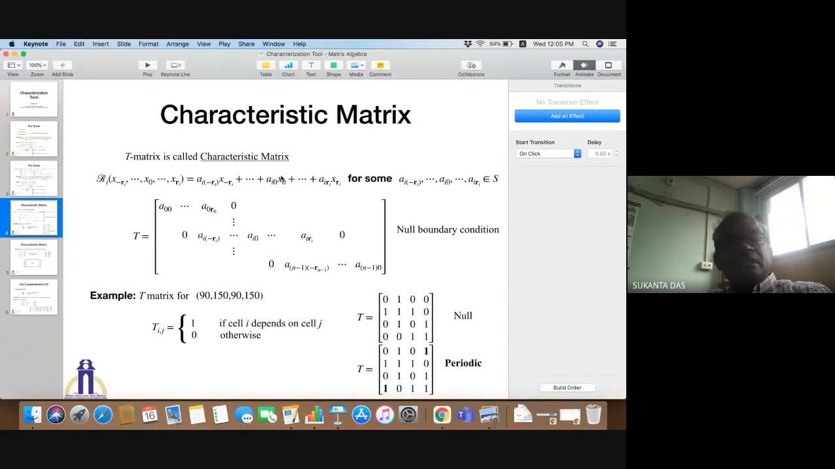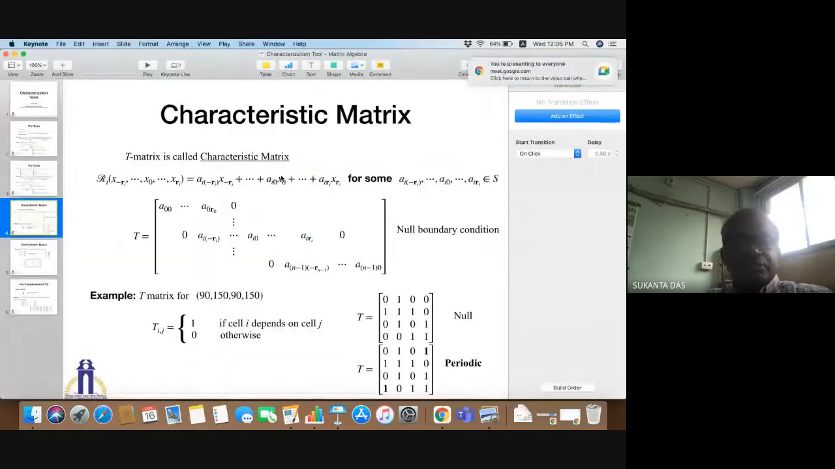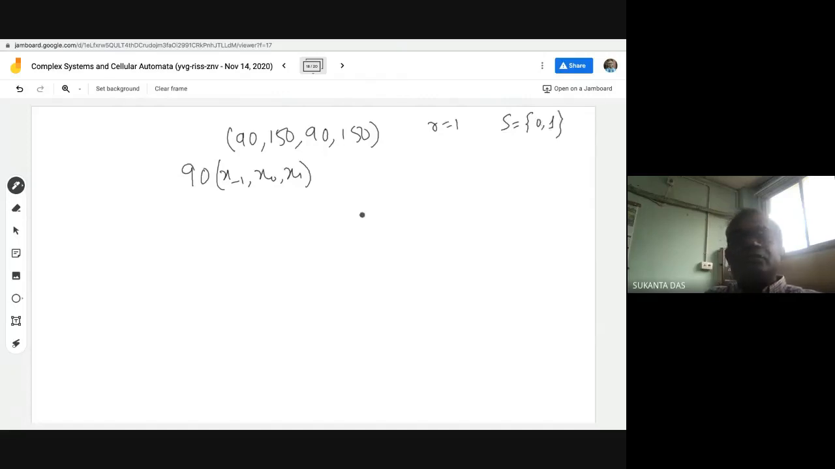it is x0. I should not say x, make it consistent. I should say x minus 1, x0, x1. Why? Because here r equal to 1, right? Following this format, I get this one. And this is my binary CA, so s equal to 0 1, right? So this is my rule 90.